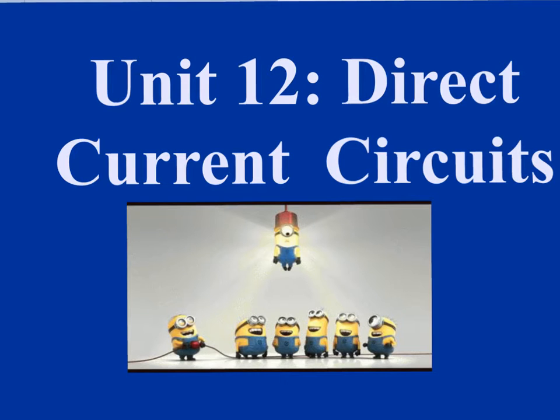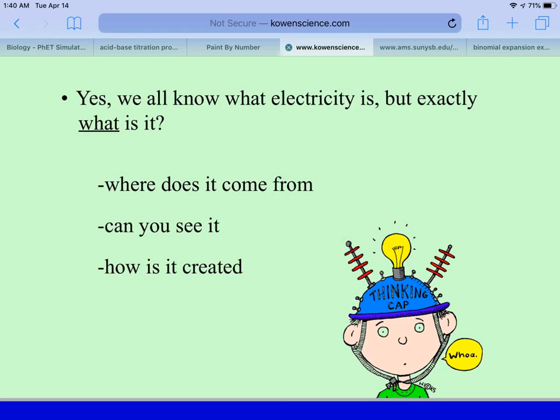In this lab, we will be looking at electricity and the components associated with electricity, such as voltage, resistors, current, and all the various physics formulas that we can apply to solving these problems. So yes, we know what electricity is, but do we really know what it is, where it came from? Can we see it? Do we know how it was created?